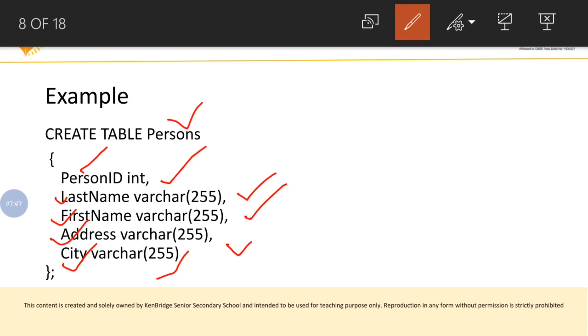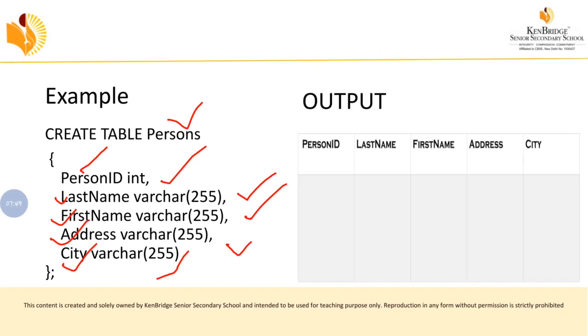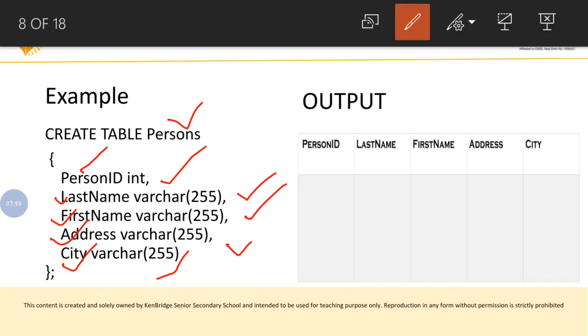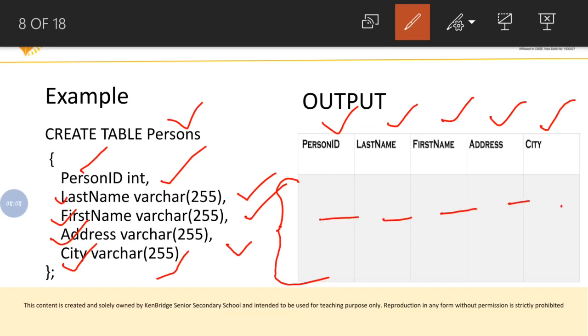Okay, so let's see what the output for this example is. Just look here. We have created 5 columns, right? That is person ID, last name, first name, address and city. Students, please make a note. It has created a table alone. There is no data here. Can you see that? The table is empty. They have only created the structure of the table. So using the create command, you cannot enter the data, I mean the values, but you can create a basic structure of the table.